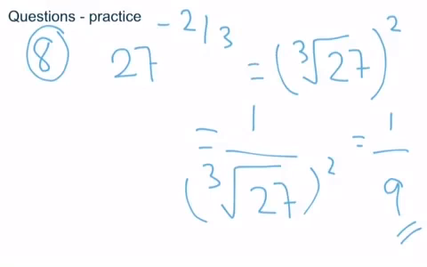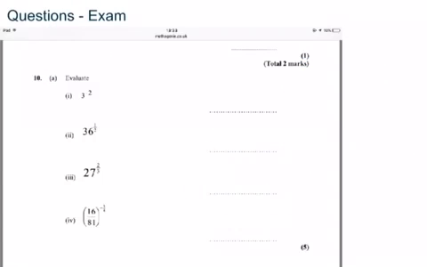So those are your 8 rules, essentially, that you need to know and be comfortable with, so that you can apply them to questions in the exam. So let's have a go together then. If we look here, this is question 10 of a GCSE exam paper, and these are the kind of questions you could get in your exam. So we'll do these together.